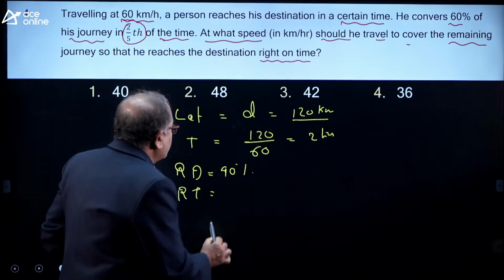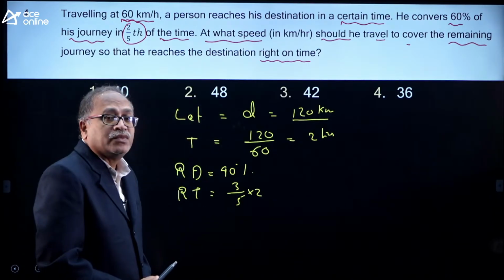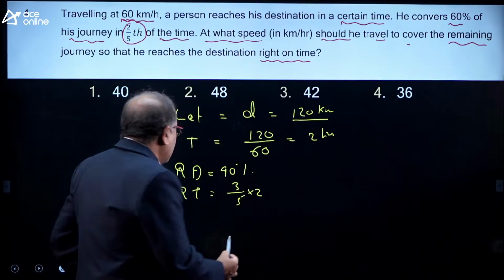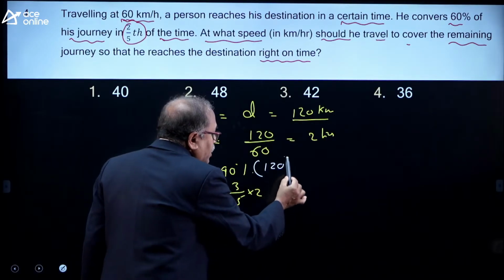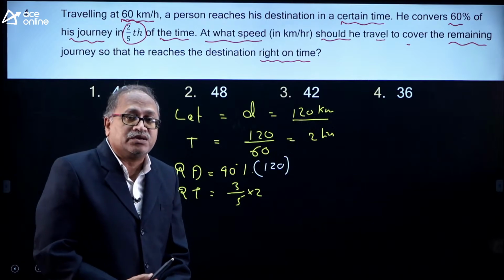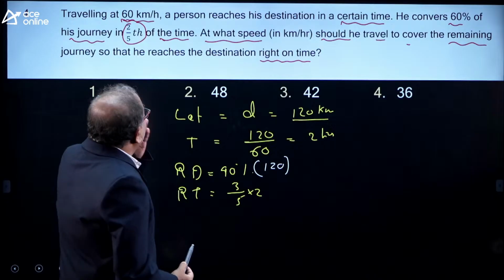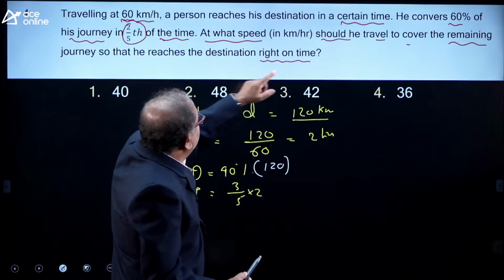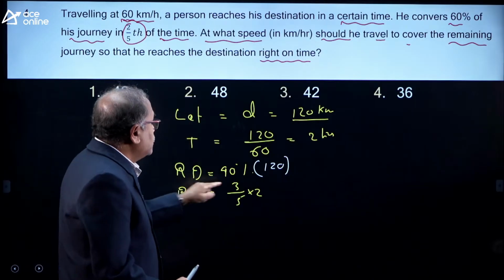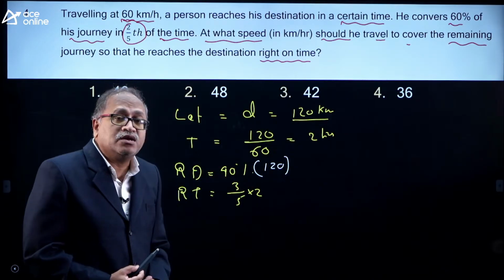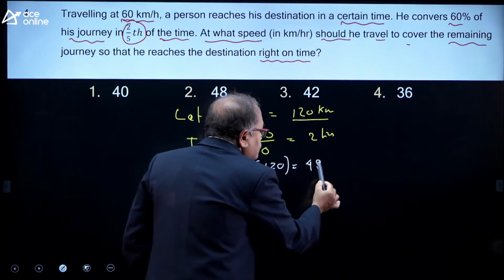So, 3/5 of the time is left, 3/5 of 2 is left, and 40% of the distance, I consider the distance as 120. I can go with D, but that is a lengthy calculation. Anyone answering the question? Okay. Not an issue. So, here what speed should be there, so that the remaining distance will be covered in the remaining time. What is the remaining distance? 120 into 4/10, that is 48. Am I right?